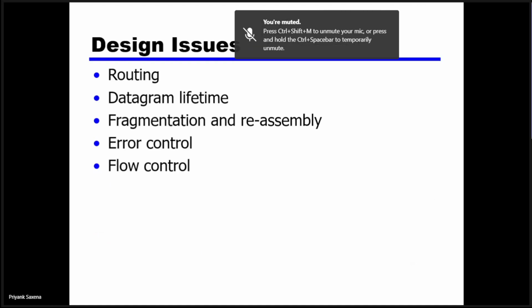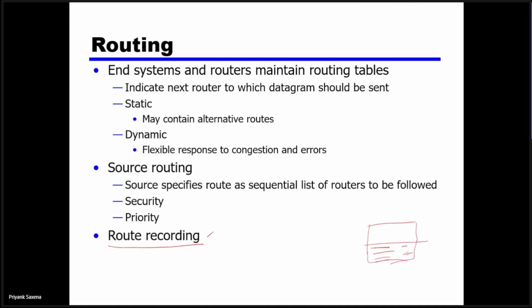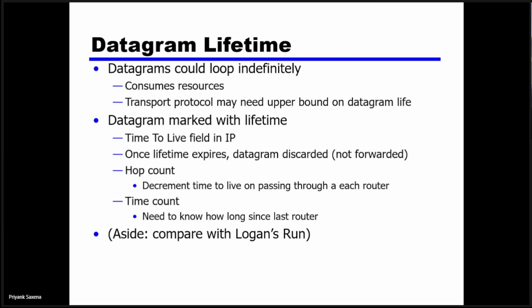Another important thing is the datagram lifetime. Like we saw in a bus topology, once a frame is launched in the bus topology, who will remove it? Do you remember who removes the frame from the bus topology? Suppose this station launches a frame F1, it will travel this side also, this side also. So who will remove this frame? Can you say?